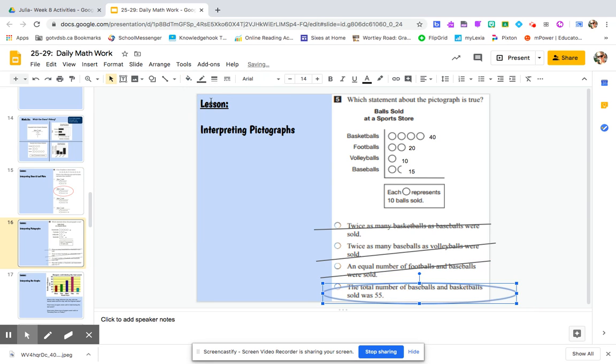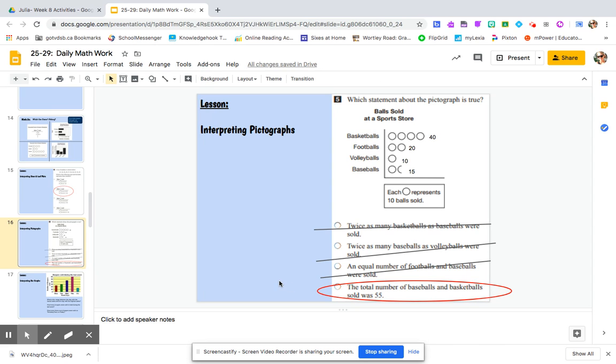Again, I'm going to make it a not solid fill, and I'll circle it in red and make that a little bit thicker. You don't have to do all that as long as you're just showing me which one you know is correct. Awesome, so that's a pictograph.